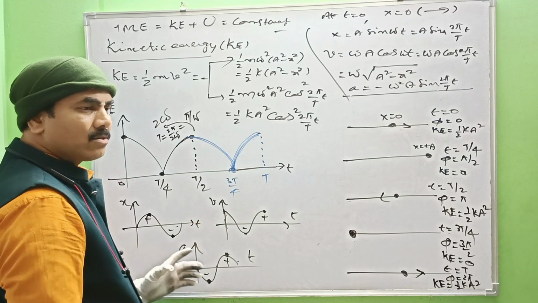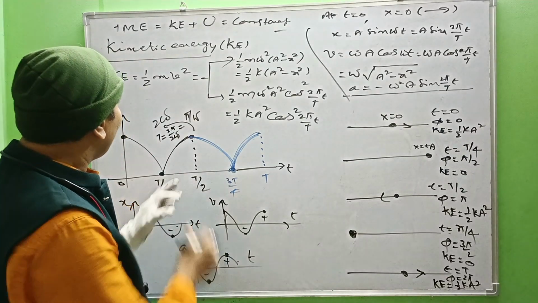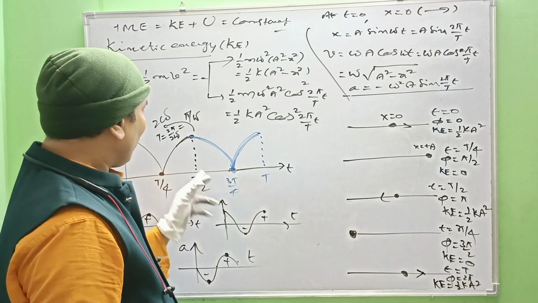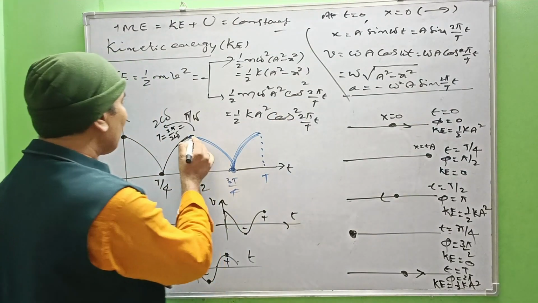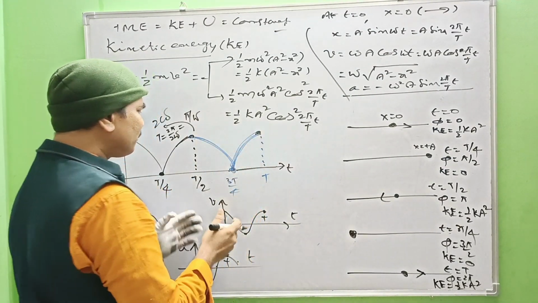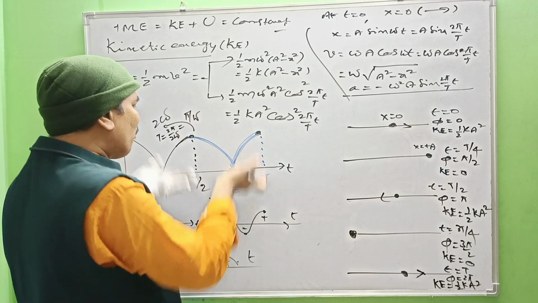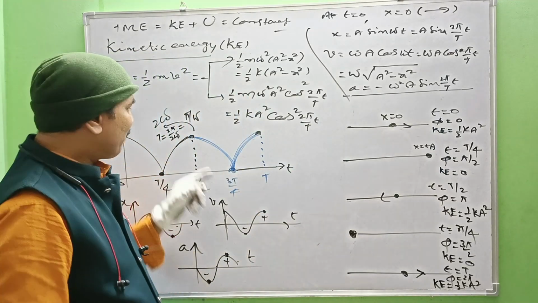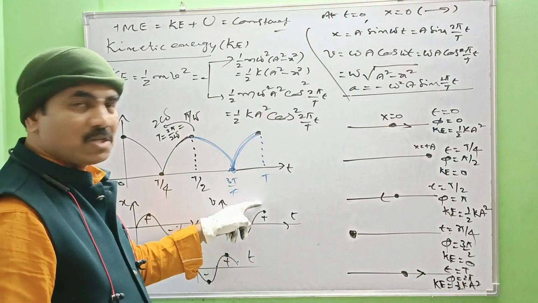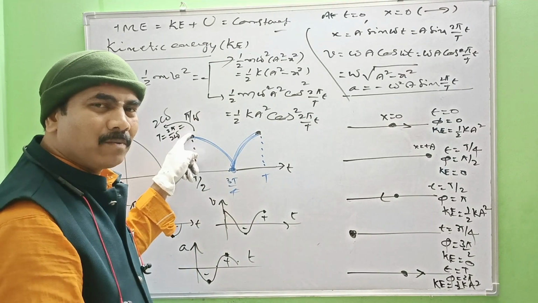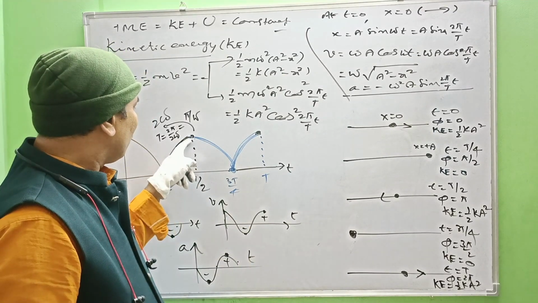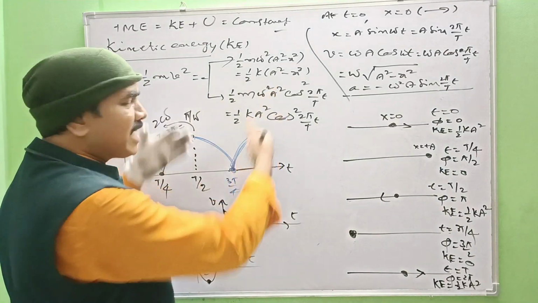Altogether one cycle. But here also kinetic energy reaches twice its maximum value within one oscillation. See here, once here, one more time here. But both values are above the time axis only. Why? Because both are positive. Here positive, negative. Here negative, positive. But here also kinetic energy reaches twice its maximum value. But both values are on the same side only, positive side only.